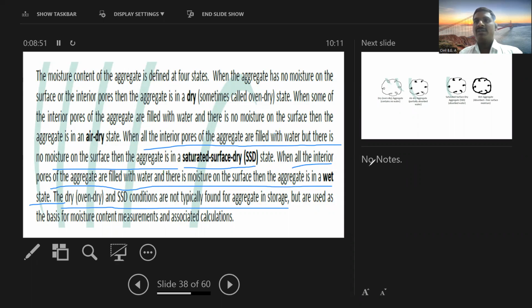What we are doing is keeping it in a huge quantity. So internally there may be water, and water is present on the surface of the aggregate. So this is the condition of aggregates.